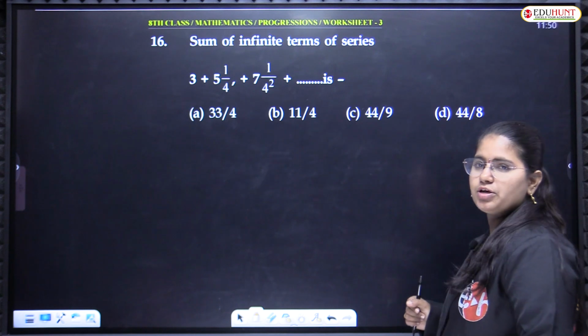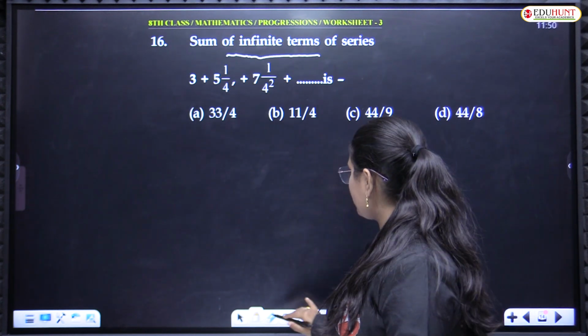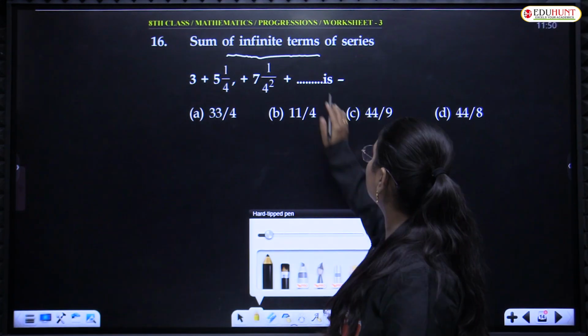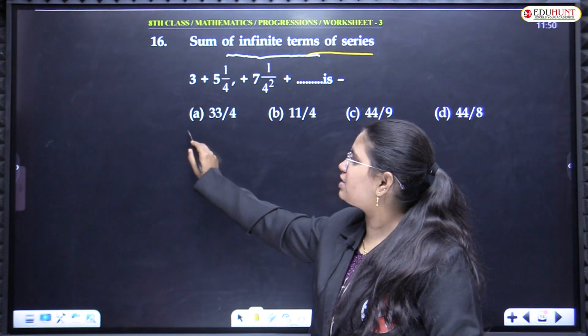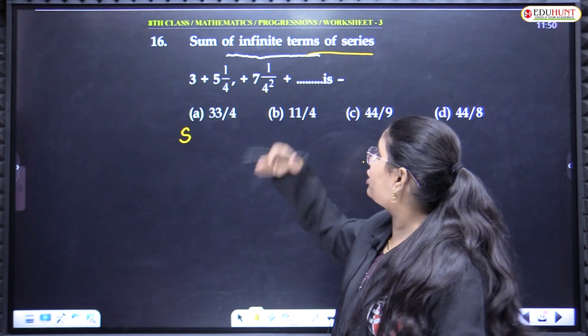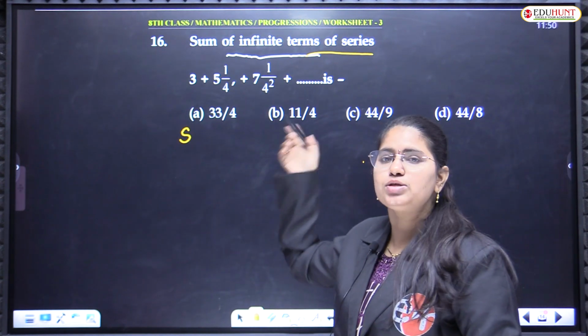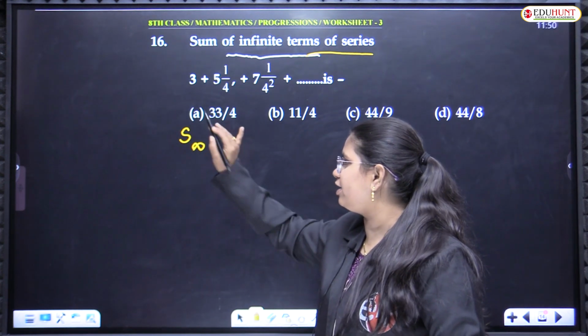Okay, so what is the first question of our problem? Sum of infinite terms of a series. What is the given question? Sum of infinite terms of a series. Sum of infinite means how will you express it? Yes, this is a series, right? Sum of infinite terms of a series, you have to represent with S, and infinite means S infinity.